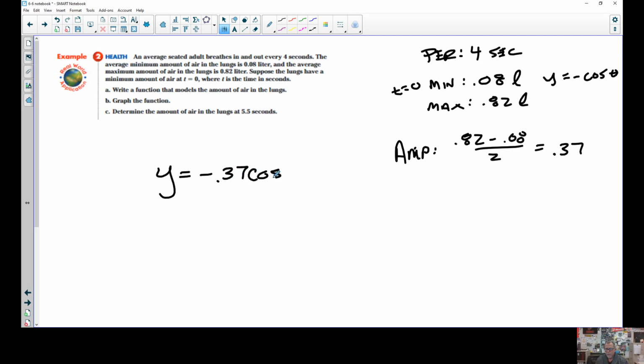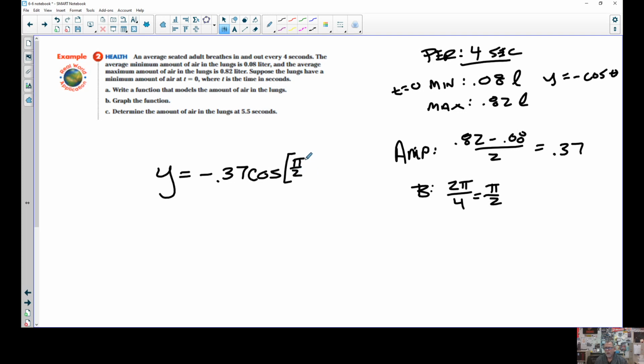We know it's cosine. We need our b value. Well, they told us the period is that, so b is going to be 2 pi divided by 4. So that's pi over 2. Right? So we have pi over 2.